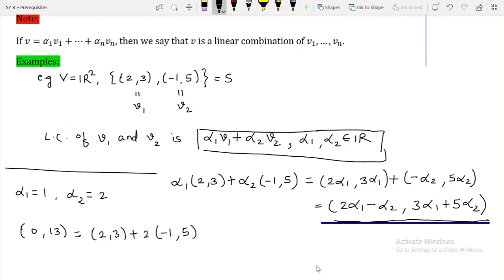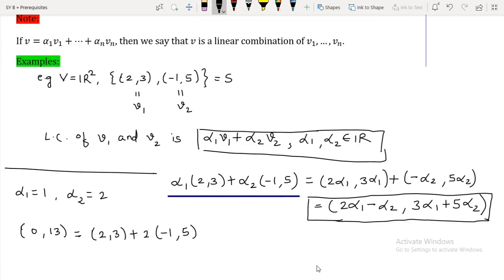So you can take any values of alpha 1 and alpha 2, and that will give us all possible linear combinations of V1 and V2. The set of all possible linear combinations of V1 and V2 is given by this equation. If you put some values of alpha 1 and alpha 2, whatever elements you get here, each element can be written in this form, alpha 1 V1 plus alpha 2 V2, for some choices of alpha 1 and alpha 2.